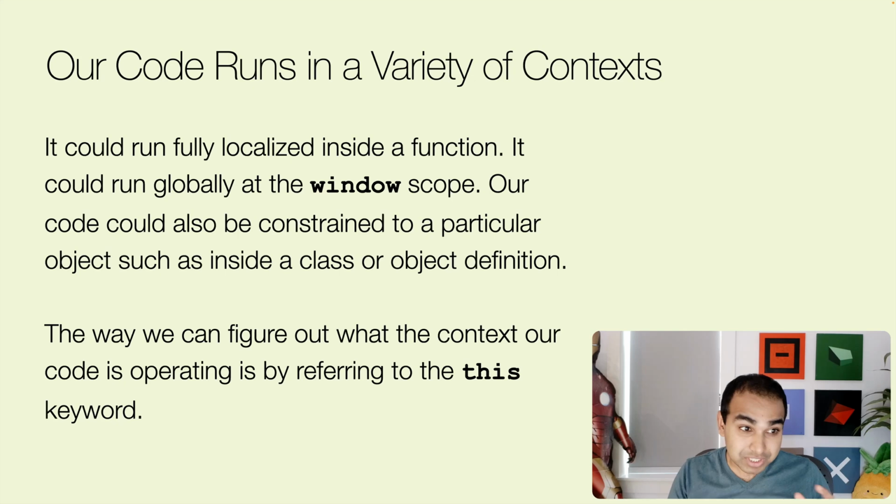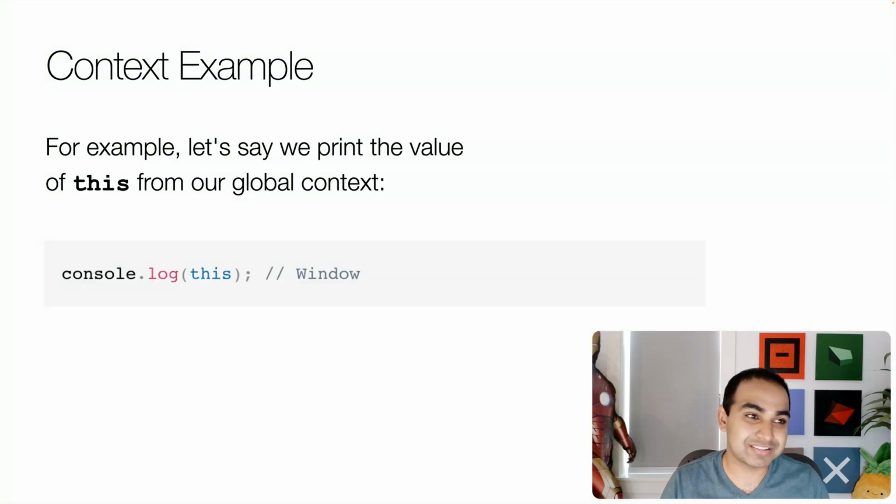It could run localized fully inside a particular function. It could run globally at the window scope. So whatever you write runs at the window layer, so everything inherits it. Our code could also be constrained to the insides of a particular object or a class or object definition. There are a variety of contexts, and the easiest way to know what context our code is running in is by using the this keyword. It always exists. It's like our friend that always points to where our code is currently running.